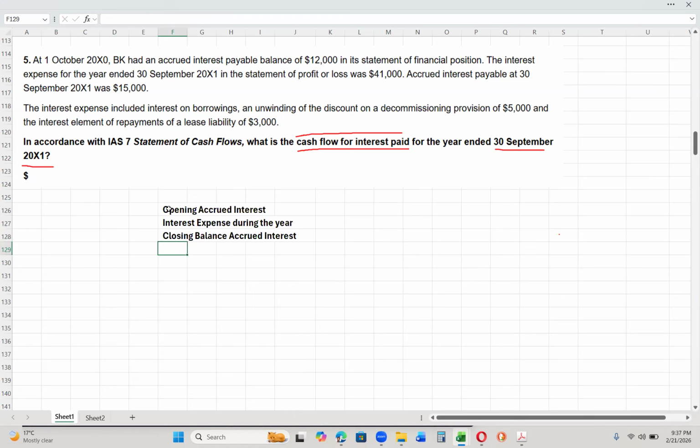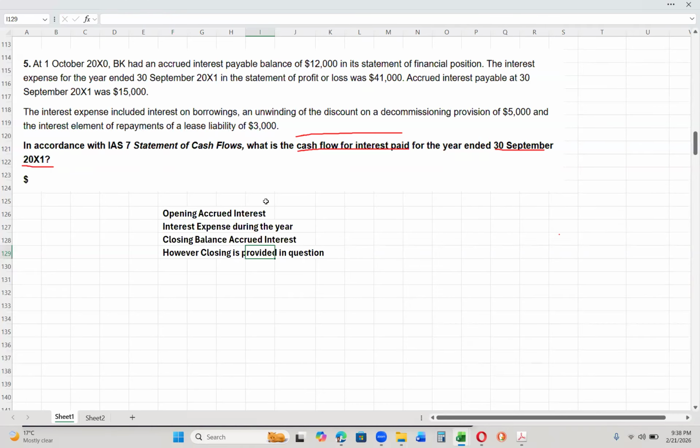However, we also have another closing balance, which is provided in the question, and that is different. We are following the same approach as we did for assets. We had the opening accrued interest, we added some more interest, and we get a closing balance. But the question also gives a closing balance that is different from it. The difference is the interest paid. This is the simple pattern that I made for you. Now we can move on.